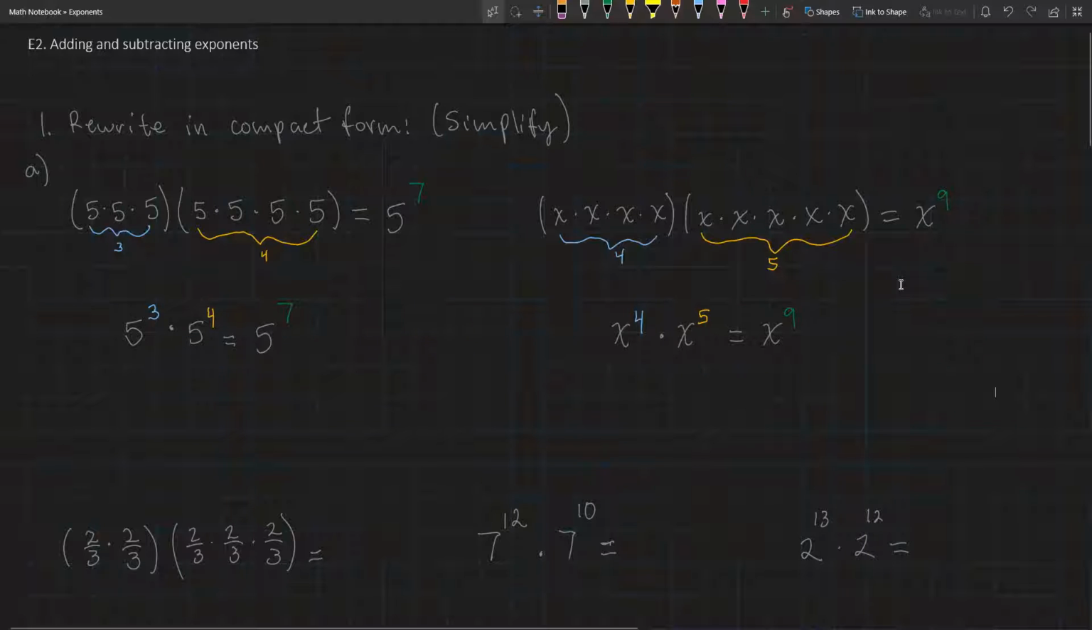What's going on there? First of all, you should notice all of the bases are the same. x, x, and x didn't change. 5, 5, and 5, the base didn't change. But how did the 3 and the 4 equal a 7? How did the 4 and the 5 equal a 9?